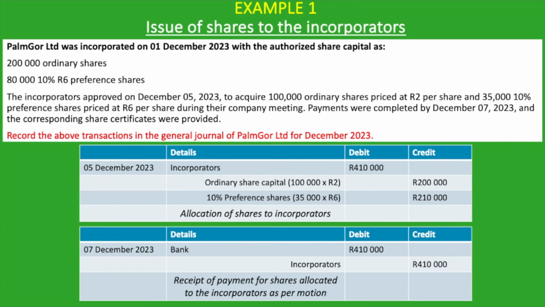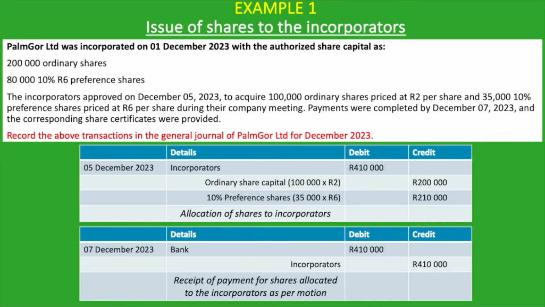Our narration here is the receipt of payment for shares allocated to the incorporators as per motion. Again, it doesn't have to be the same as mine, as long as you're speaking to what has just happened. And that is as easy as that. I just wanted to show you quickly what happens when you're issuing the shares to the incorporators, or to the founders of the company.